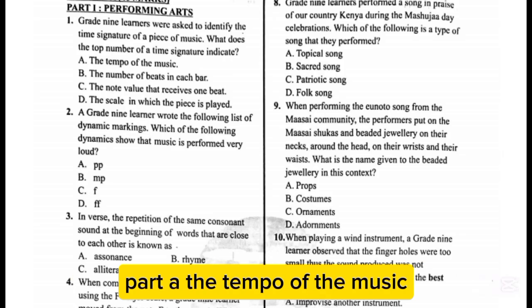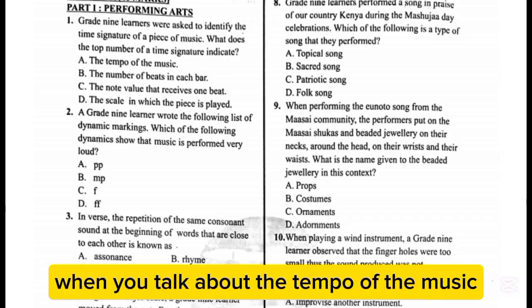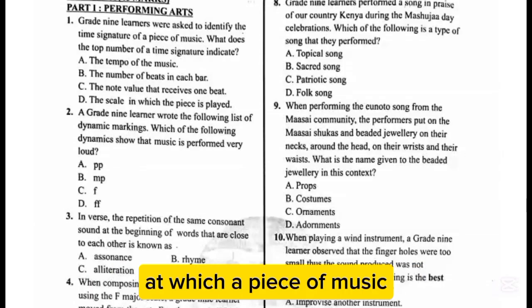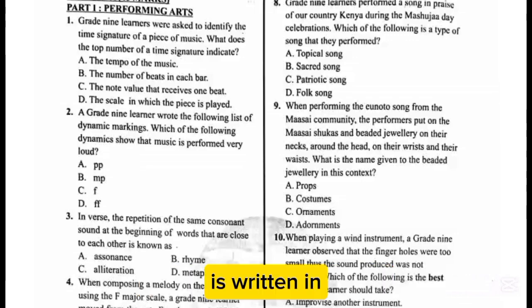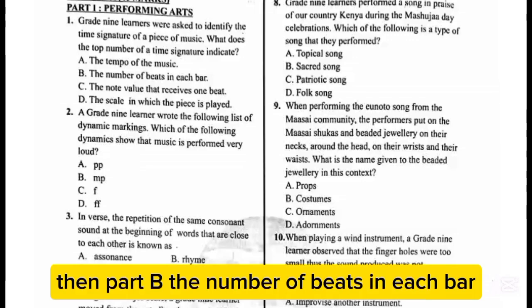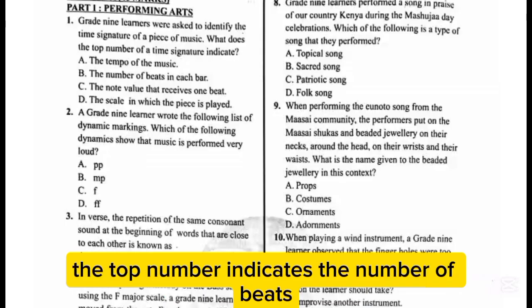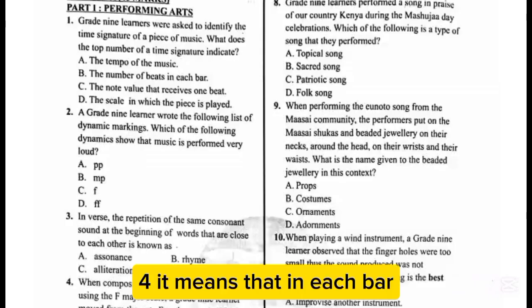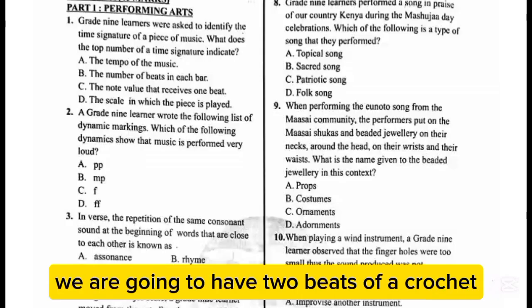Part A, the tempo of the music. When you talk about the tempo of the music, we are talking about the speed at which a piece of music is written in. Then part B, the number of beats in each bar. So that's the correct. The top number indicates the number of beats in each bar. If it's 2/4, it means that in each bar we are going to have 2 beats of a crochet.